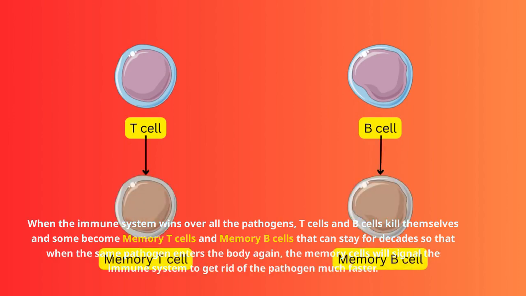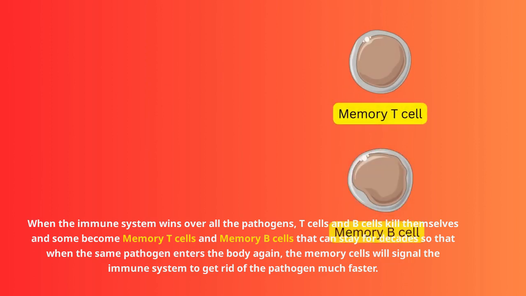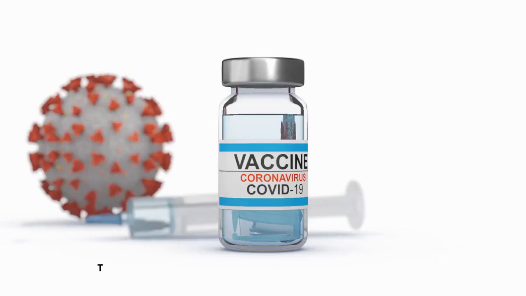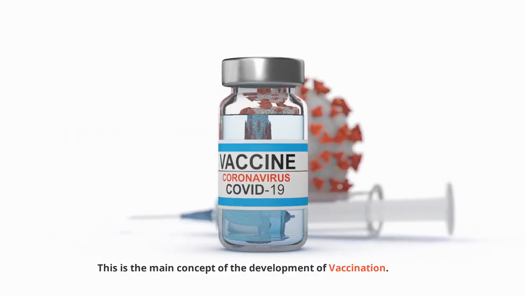When the immune system wins over all the pathogens, T cells and B cells kill themselves, and some become memory T cells and memory B cells that can stay for decades, so that when the same pathogen enters the body again, the memory cells will signal the immune system to get rid of the pathogen much faster. This is the main concept of the development of vaccination.